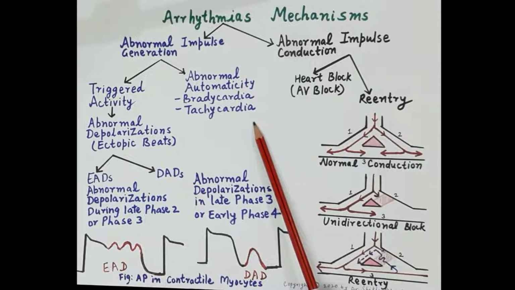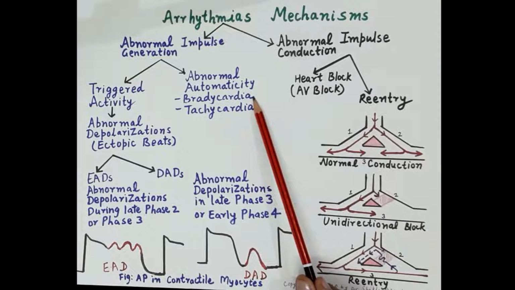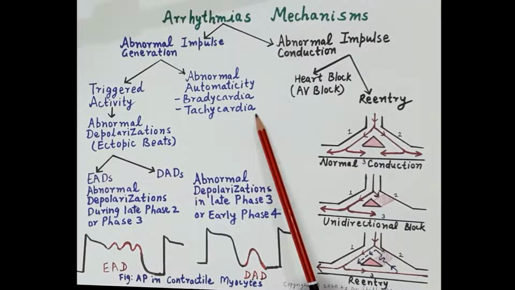But if the automaticity of SA node decreases and it produces less than 60 impulses per minute, that is heart rate is less than 60 beats per minute, then in that case arrhythmia is termed as sinus bradycardia. But on the other hand, if automaticity of SA node increases and it produces more than 100 impulses per minute, that is heart rate is more than 100 beats per minute, then the arrhythmia is termed as the sinus tachycardia.